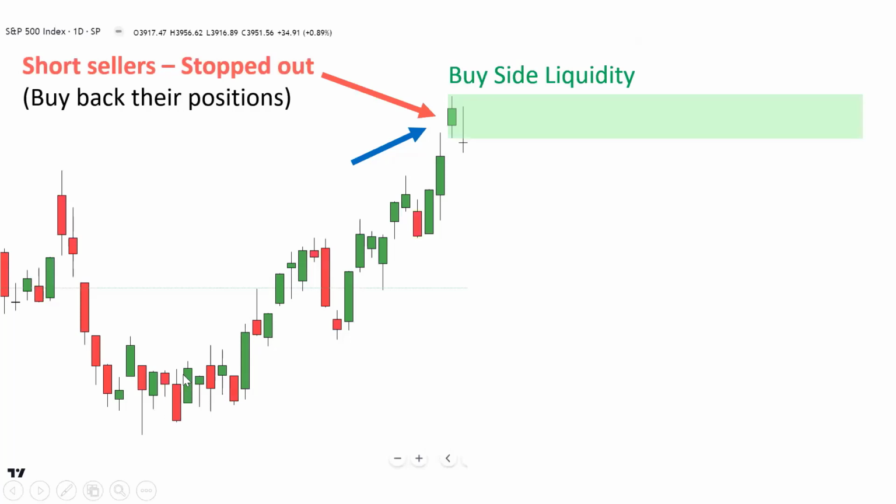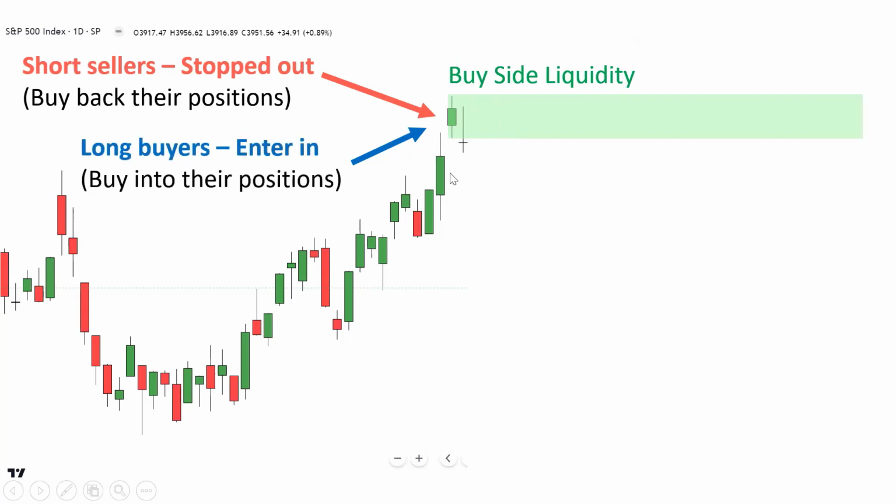We have the markets that have come down, okay? And the shorters short at these levels. They say, you know what? This market is coming down. We're going to short. So they short, the market goes up, and at this level, they get stopped out and they buy back into their positions.